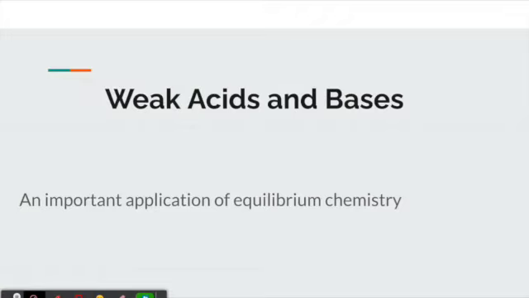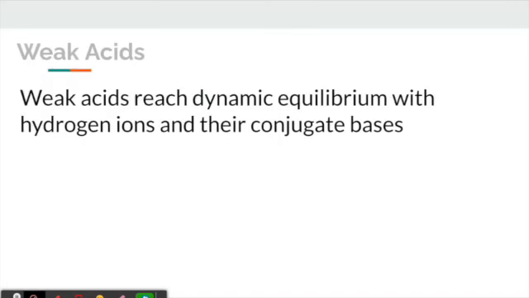Today we're going to learn about weak acids and bases. This is an important application of the equilibrium chemistry that you've been learning about. So some of this stuff's going to seem familiar to you. It's actually not too hard if you're pretty comfortable with equilibrium chemistry. It's just a new application of something we've been doing before. And it's actually a very important one.